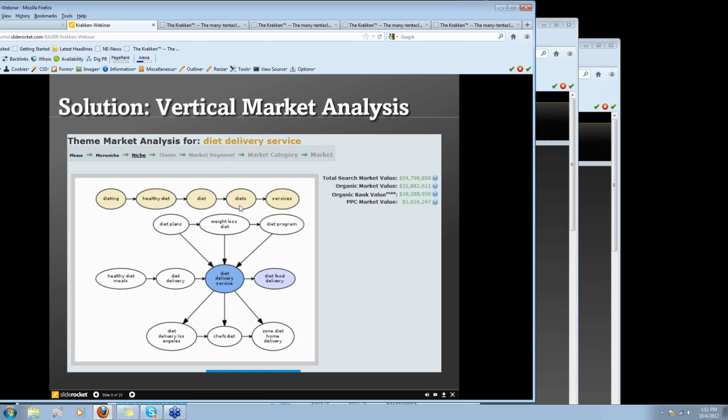And then between these verticals, immediately above the diet delivery service, are diet plans, weight loss diets, and diet programs. So if you were actually targeting any one of these particular things in your website, if that was a main theme in your website, then you might want to look at diet delivery services as a theme within that site. Conversely, if you're looking at diet delivery services as being the theme that you're actually wanting to target, then you might want to drill into diet plans, weight loss diet, or diet programs to see what kind of tangent ideas there are that relate to your diet delivery services.